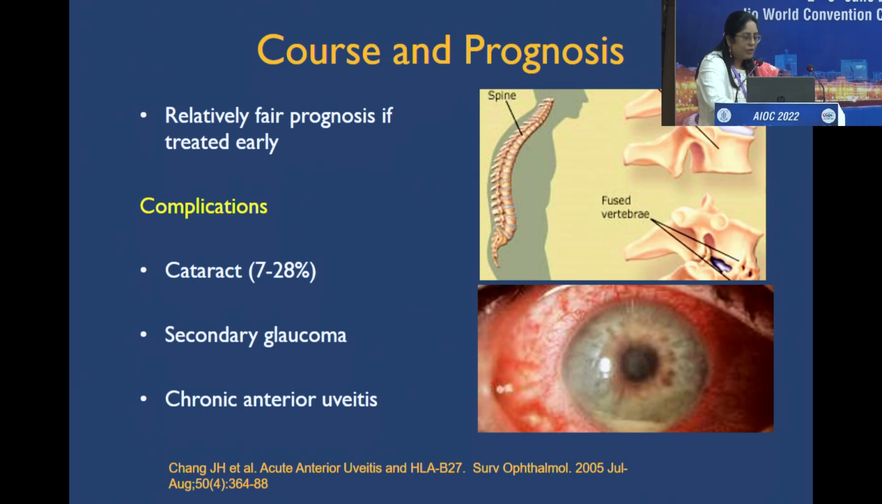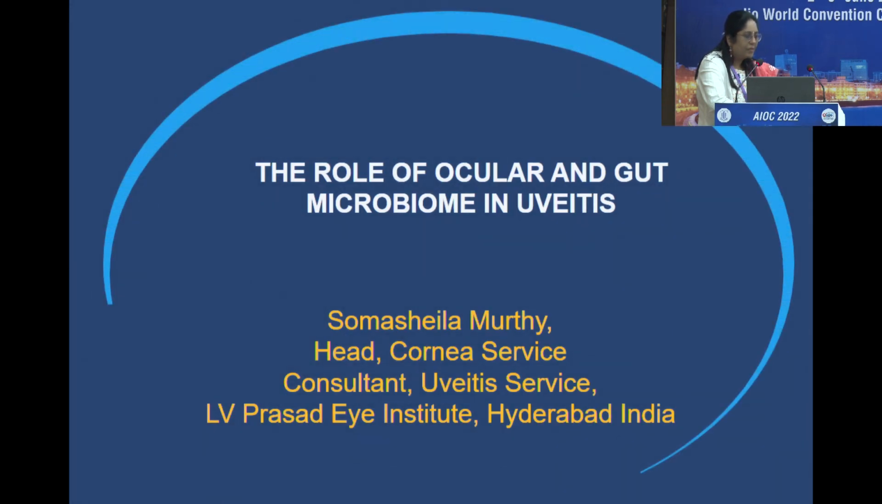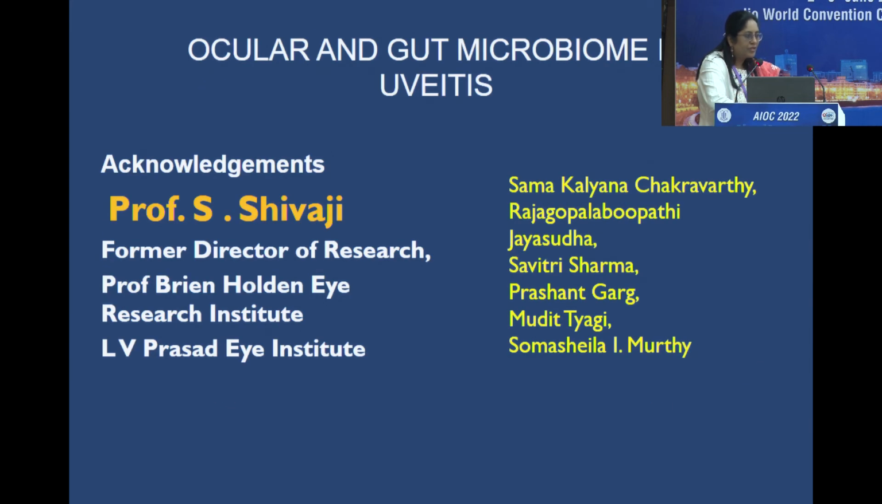I'm moving on to the role of the ocular gut microbiome in uveitis in general, and almost similar results to what we have seen in some of our patients with HLA-B27. Of course, here the entire work is credited to Professor Shivaji, who was our director of research, and it's his project. He has extensive experience in studying the gut microbiome in various diseases, and his entire team, of which we were part.